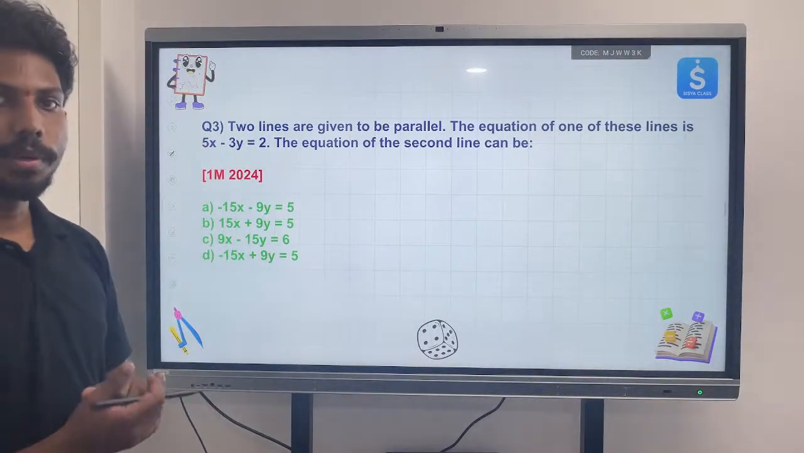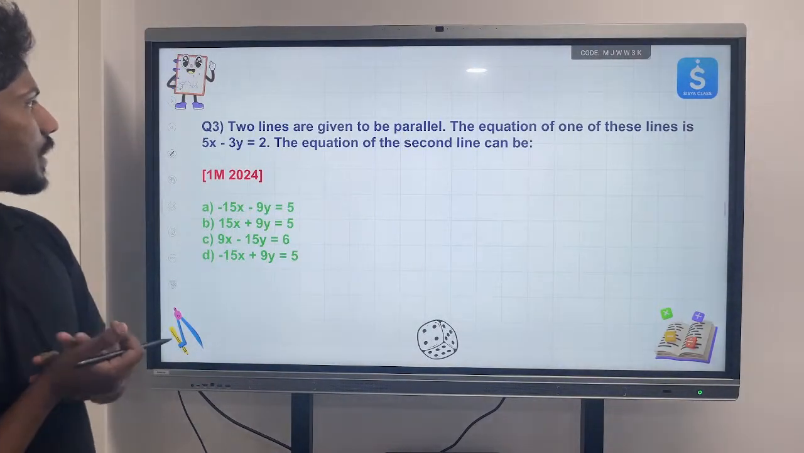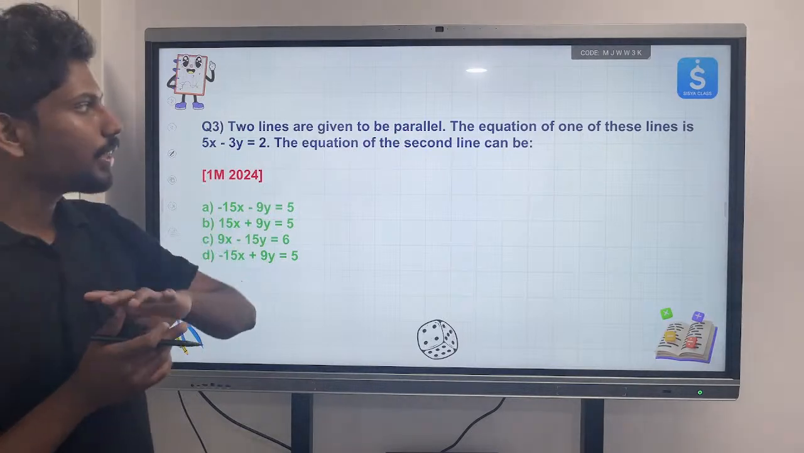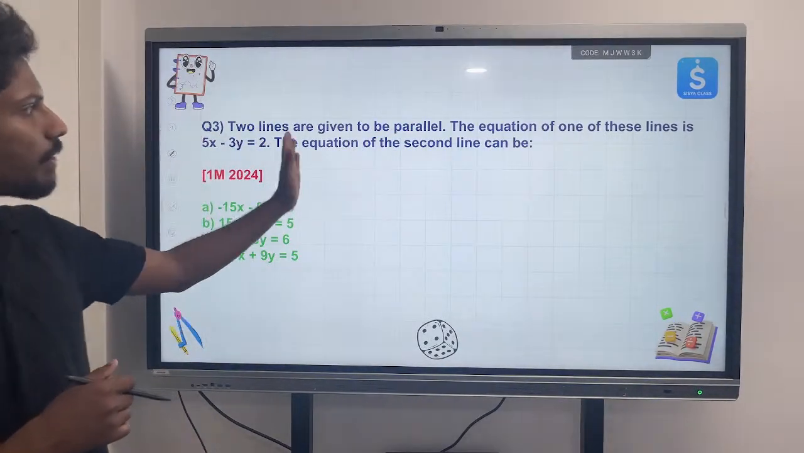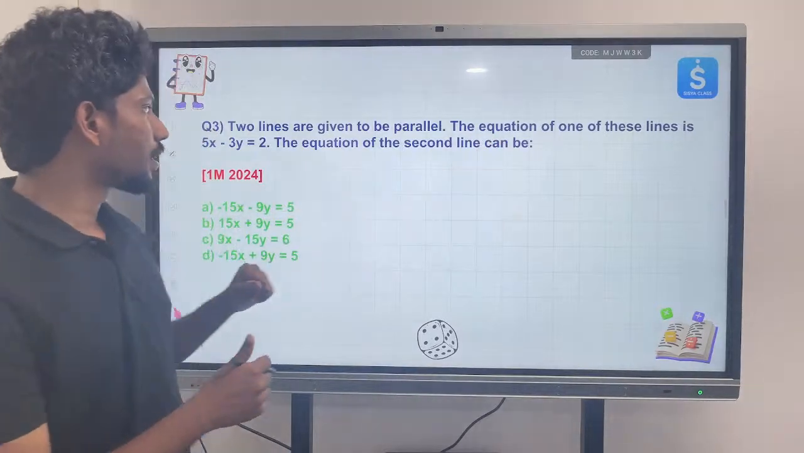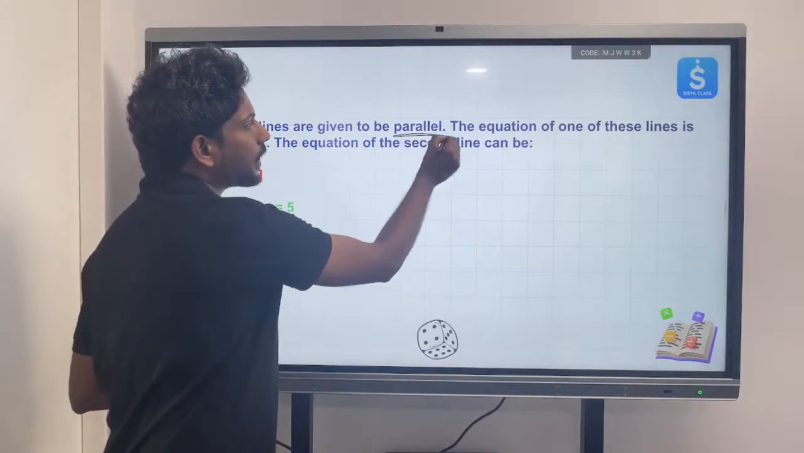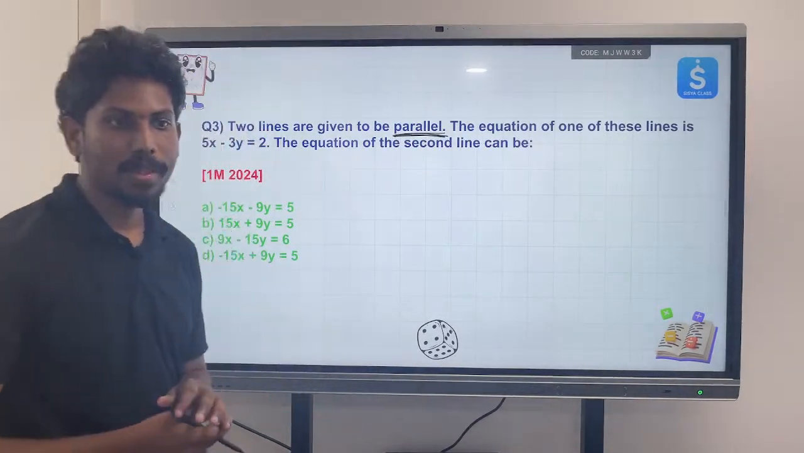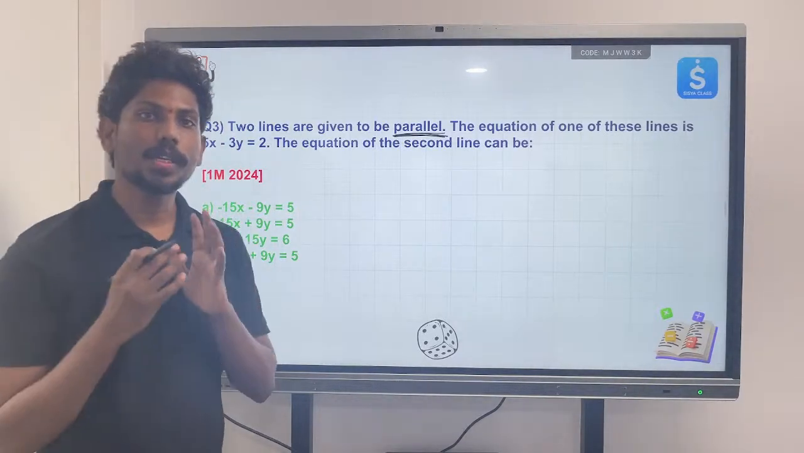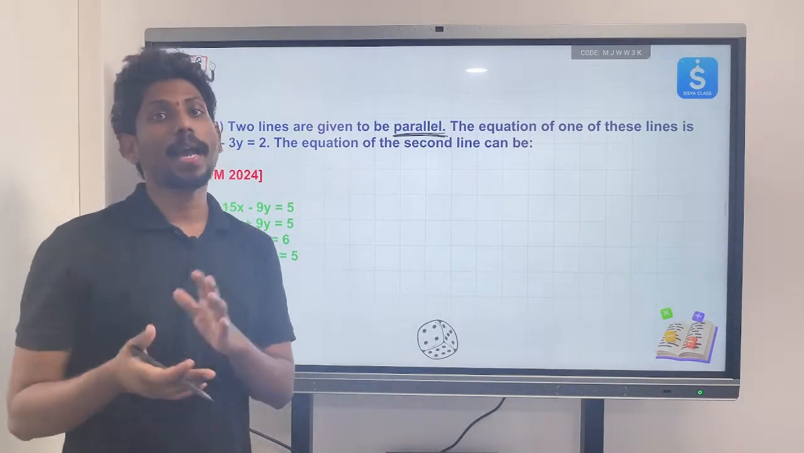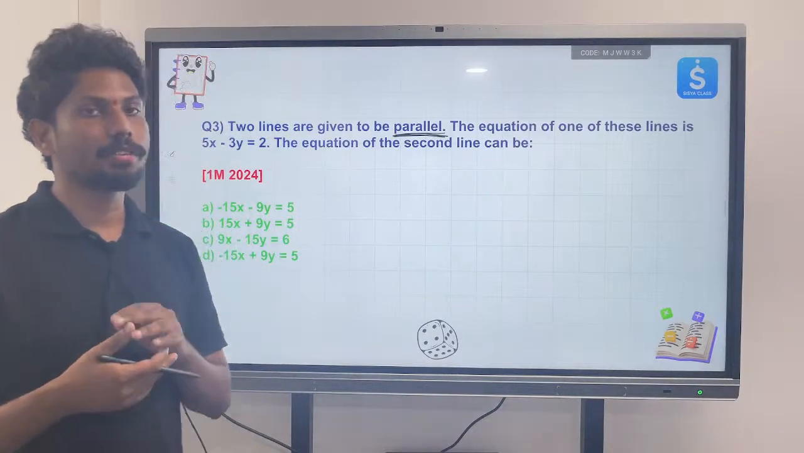This was asked in the 2024 exam, right? Two lines are given to be parallel. The equation of one of these lines is 5x minus 3y equals 2. The equation of the second line can be... Now, here he is saying that the equations are parallel. What are the conditions under which two equations can be parallel?